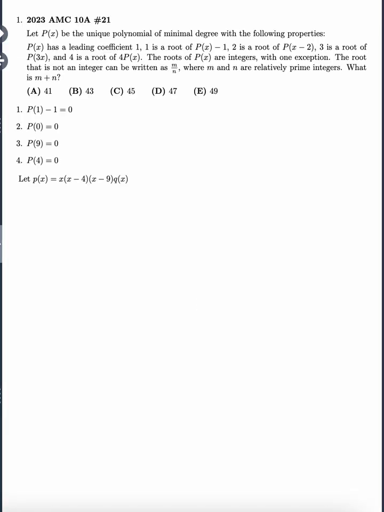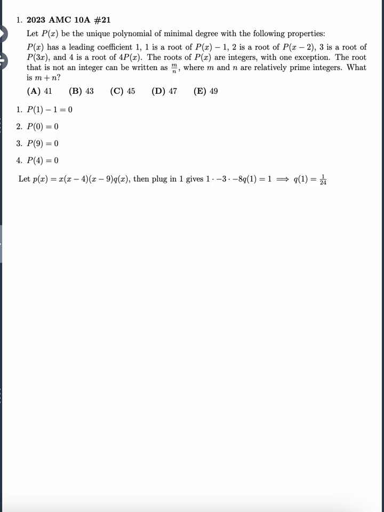Then we know that P of 1 is equal to 1. So 1 times 1 minus 4 times 1 minus 9 times Q of 1 is equal to 1, which implies that Q of 1 is equal to 1 over 24, okay? So what does that tell us? So that basically tells us that Q of x is equal to 1 over 24.